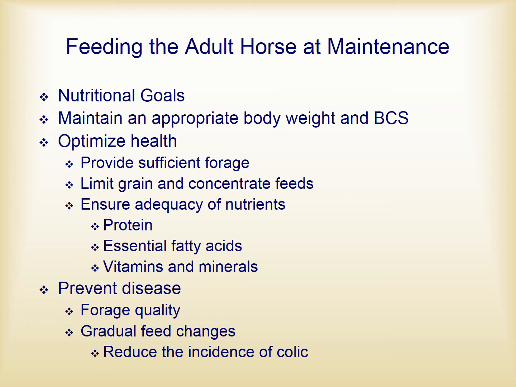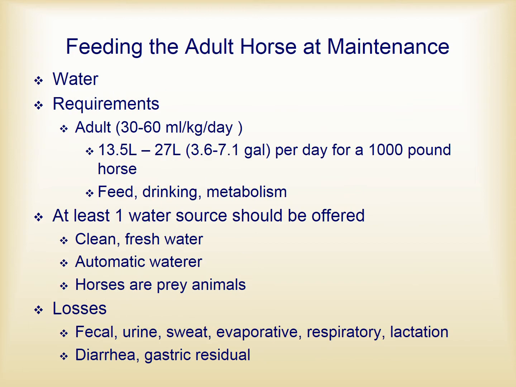And we'll also make sure that in all cases, gradual feed changes are made, which will help reduce the incidence of colic. We'll begin our discussion by looking at water needs of adult horses at maintenance. Adult horses require 30 to 60 mL per kg per day, and that works out on average to 13.5 to 27 liters per day for a 1,000-pound horse.